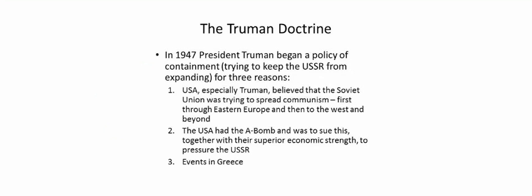Number one, Truman, who, as you remember from Potsdam, is a lot less suspicious of the intentions of Stalin, believed genuinely that the Soviet Union was trying to spread communism and essentially take over the world, or at least get a massive bulk of communist support through Eastern Europe, then to the West, and then beyond. He sees the Soviet expansion as not stopping at Eastern Europe, but as a mission to take over the world. The USA as well had the A-bomb in 1947, which it knew the Soviets were inventing, but at this point in time, that gives them a huge advantage.